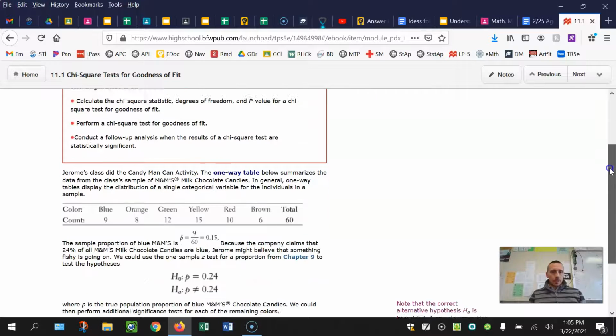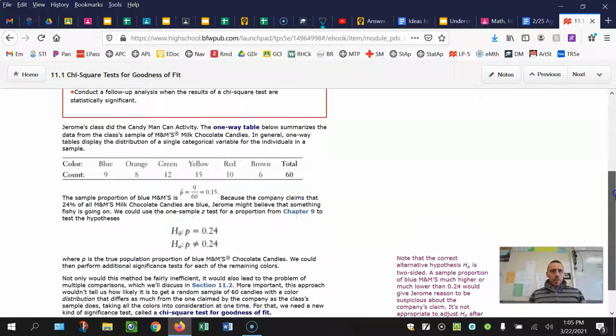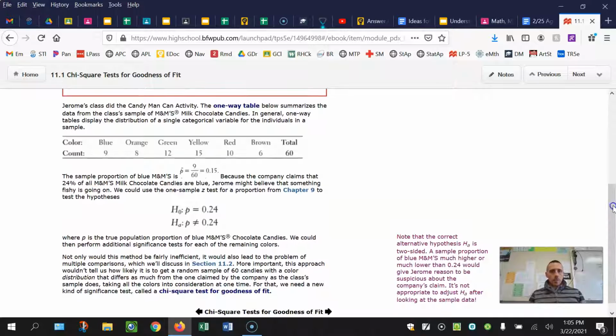If we take a look at this example, this is just talking about candies. We could look back at chapter 9, where we did a one proportion Z test, looking at one specific category of a categorical variable. What a chi-squared goodness of fit test does is look at the entire distribution. So instead of just looking at the proportion of one color, we'd be looking at the proportion of all of these colors.